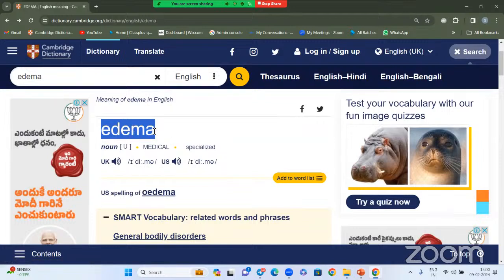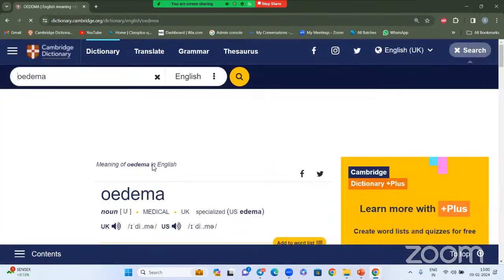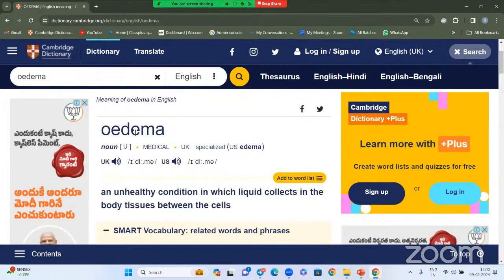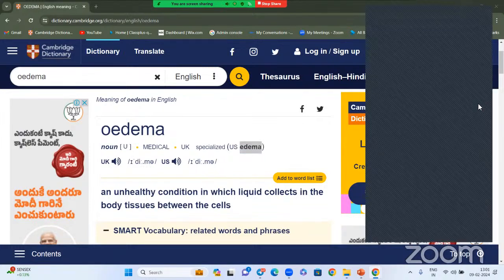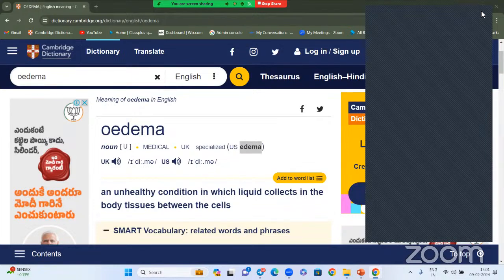EDEMA is American. Americans don't bother about proper spelling. They change the spelling and write it, but it is accepted. But according to standard British spelling, it is OEDEMA. So both are accepted. You can use either American or British, but not Mansi's spelling. You understood? Don't use your own spelling. That's what I mean to say.